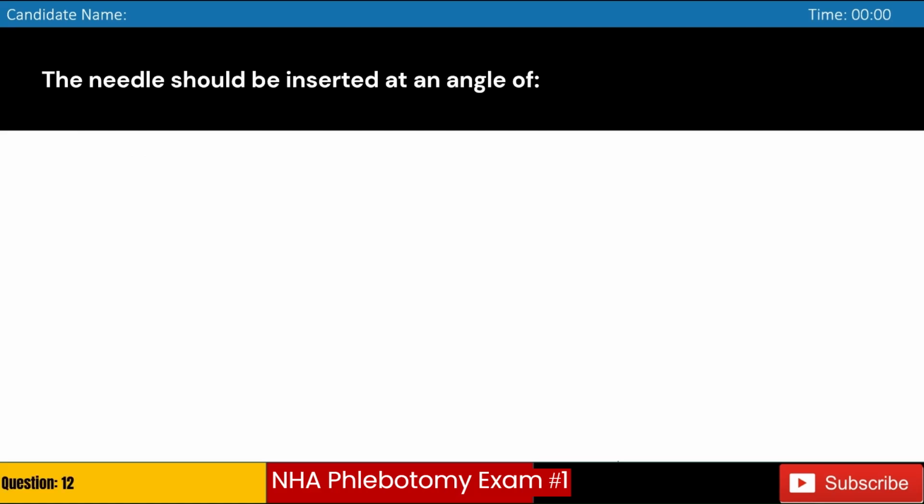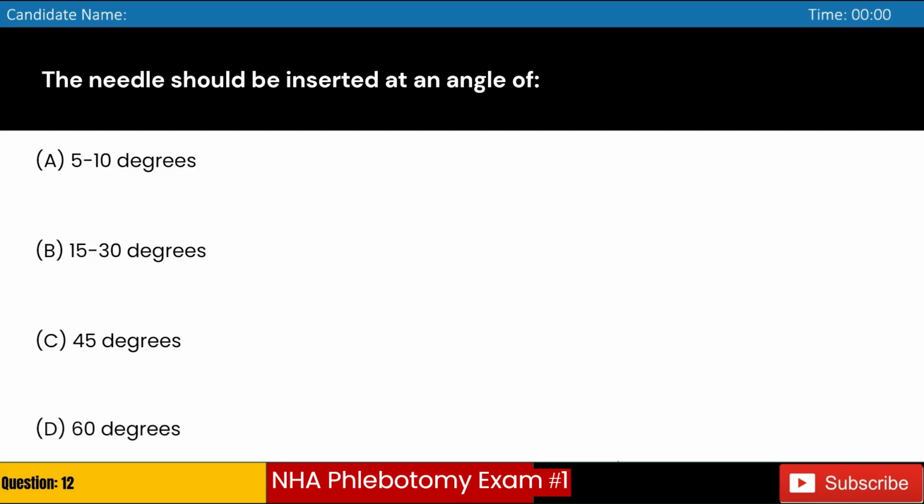The needle should be inserted at an angle of: A. 5 to 10 degrees. B. 15 to 30 degrees. C. 45 degrees. D. 60 degrees. Answer B. The needle should be inserted at an angle of 15 to 30 degrees to enter the vein properly.